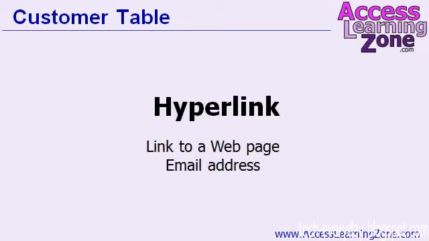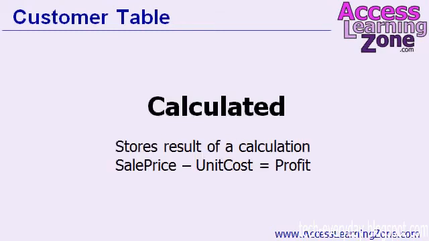A hyperlink field is good for storing a link to a web page or an email address. If the user clicks on the hyperlink, their web browser or email program will launch automatically. A calculated field stores the result of a calculation in your table. For example, you might have sale price minus unit cost equals profit, and you can store that in a profit field.